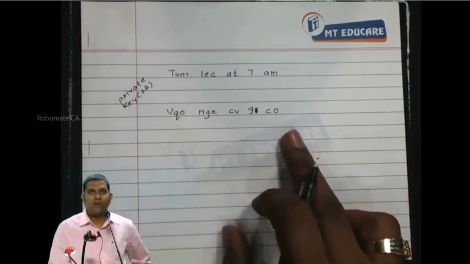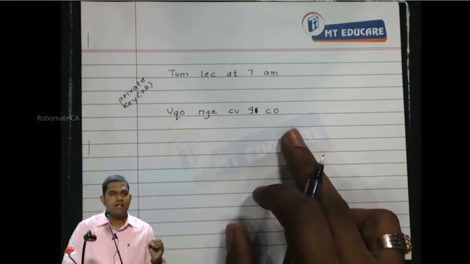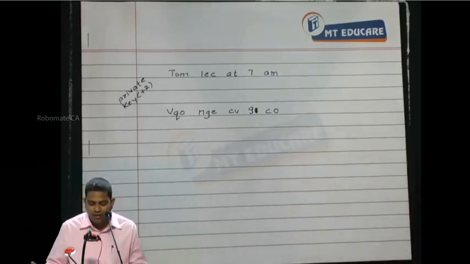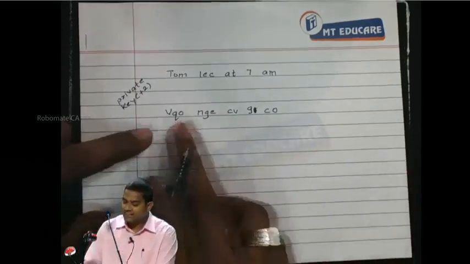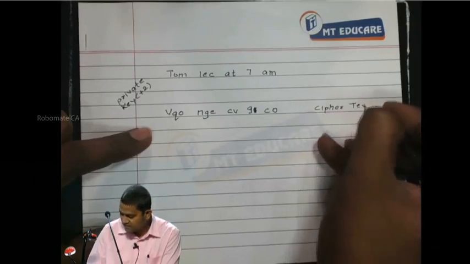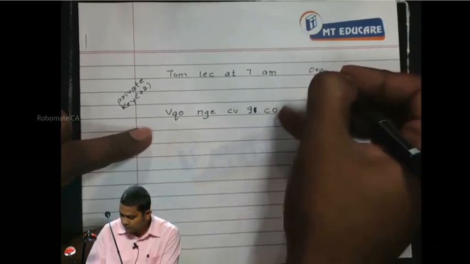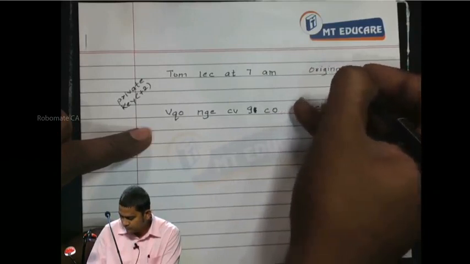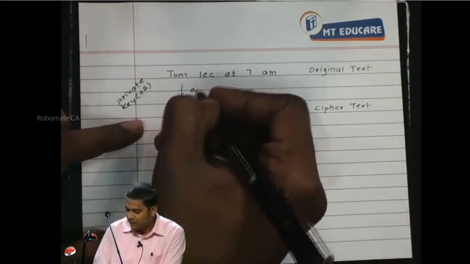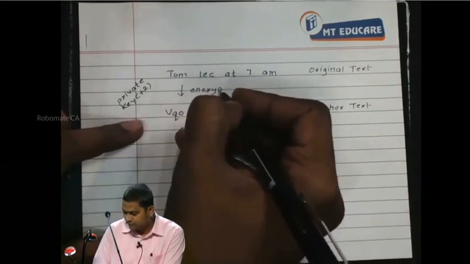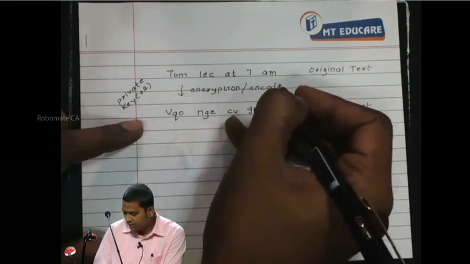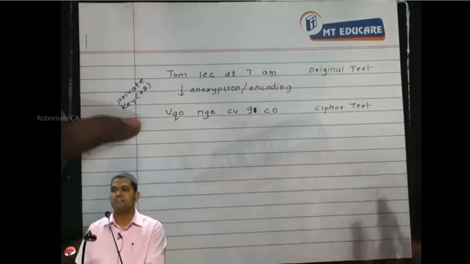I've created some text. Now this text will not be understood by anyone. It makes no sense. You cannot read it also. Forget it. And this exactly is called as cipher text. This was the original text. With the process of encryption, also called as encoding, you are creating a cipher text.